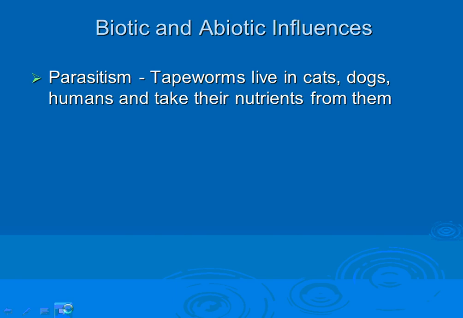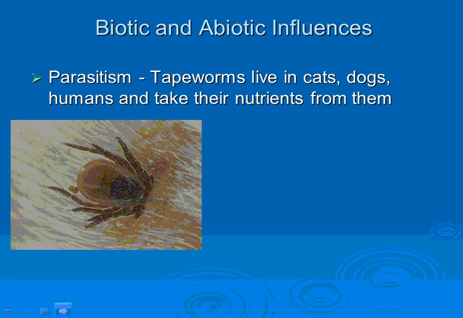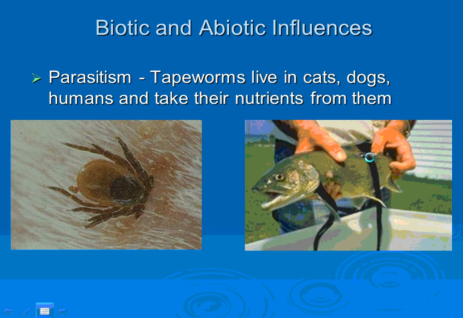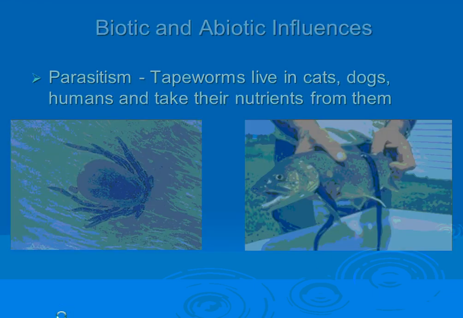Then there's other ones that aren't so great. You have parasites, and this is where you have one organism taking full advantage of another one. Tapeworms, for example, live in cats and dogs and humans, and if you get a tapeworm in your intestine, it basically sucks all your nutrients out. We have things like ticks that burrow into the skin of dogs and humans, and they just basically feed off of their blood. You have things like leeches that will attach to fish and suck their nutrients out.